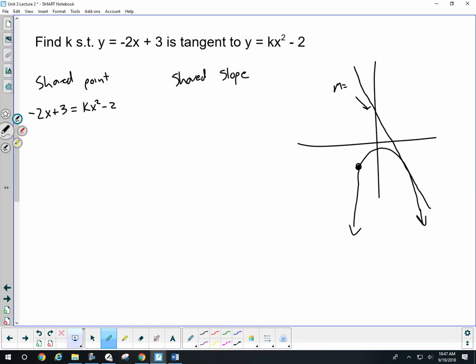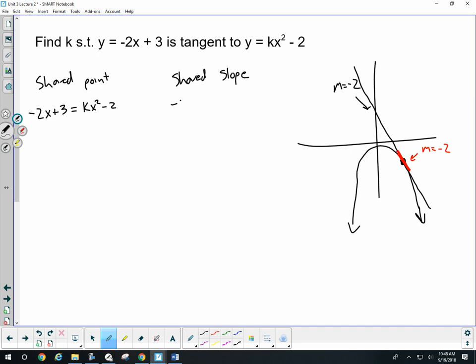So same situation, just better looking graph. And I'd be looking at that point, okay? Now, they share the slope. The slope of this line is negative 2. Well, the slope of the tangent to the x squared graph also has to be negative 2. So it's almost like I could take the derivatives of the two and set them equal to each other.